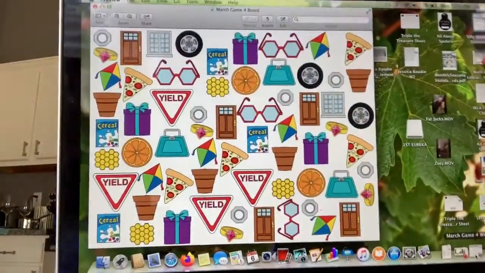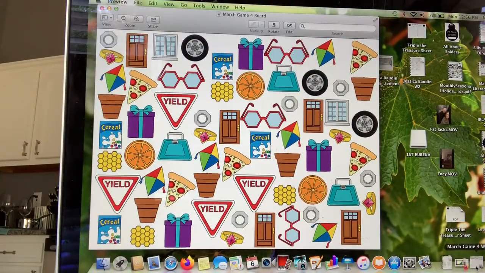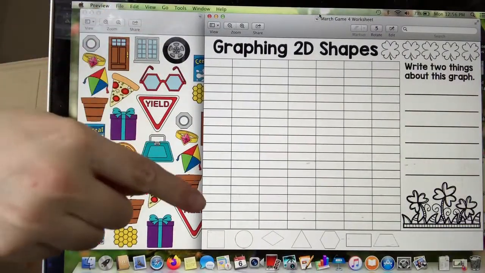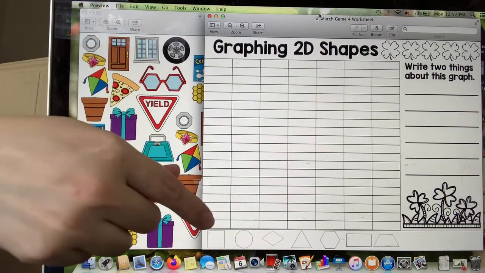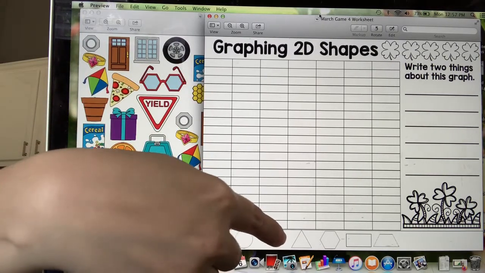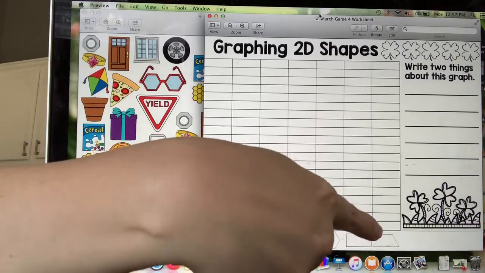Last, I'm going to give you a game to play. Here's your game board. It's got a ton of pictures on it. So many different shapes are in those pictures. Most of these are 3D real life objects, but we can pinpoint out those 2D shapes that are there. So what you're going to do is you're going to take that picture and you are going to graph all of what you find. So however many squares you find, fill it in. Circles, rhombus, triangle, hexagon, square, trapezoid.